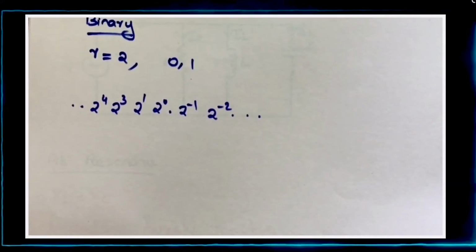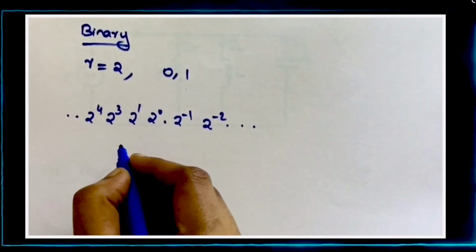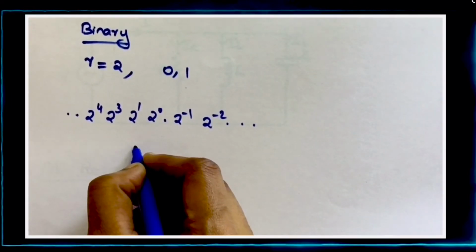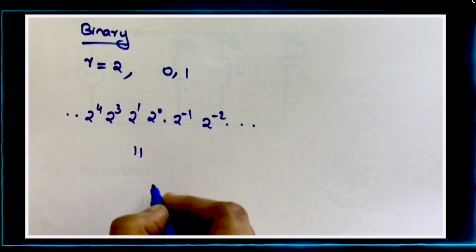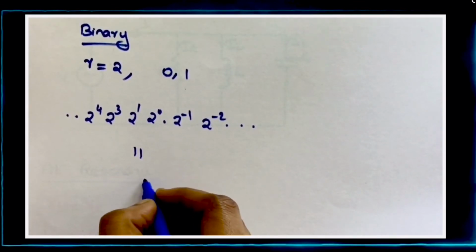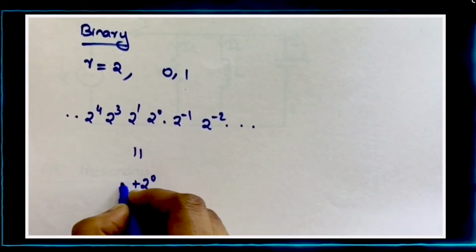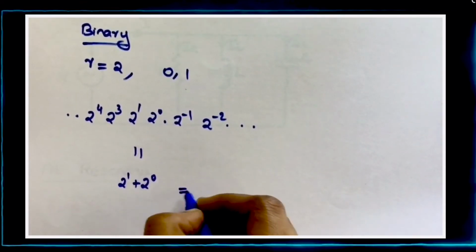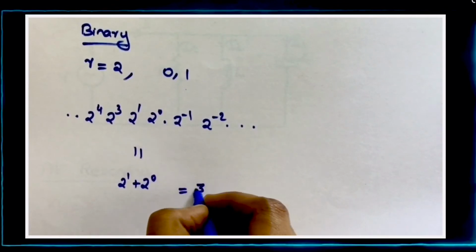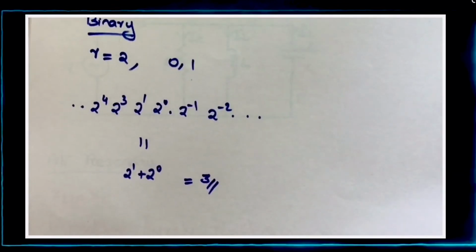Now I'll tell you how to convert a binary number to its equivalent decimal number. Suppose we have a binary number 11. So the place value of first digit is 2 raised to 0 and then 2 raised to 1. So 2 raised to 0 into 1 plus 2 raised to 1 into 1, that is equal to 3, is the decimal equivalent of binary number 11.